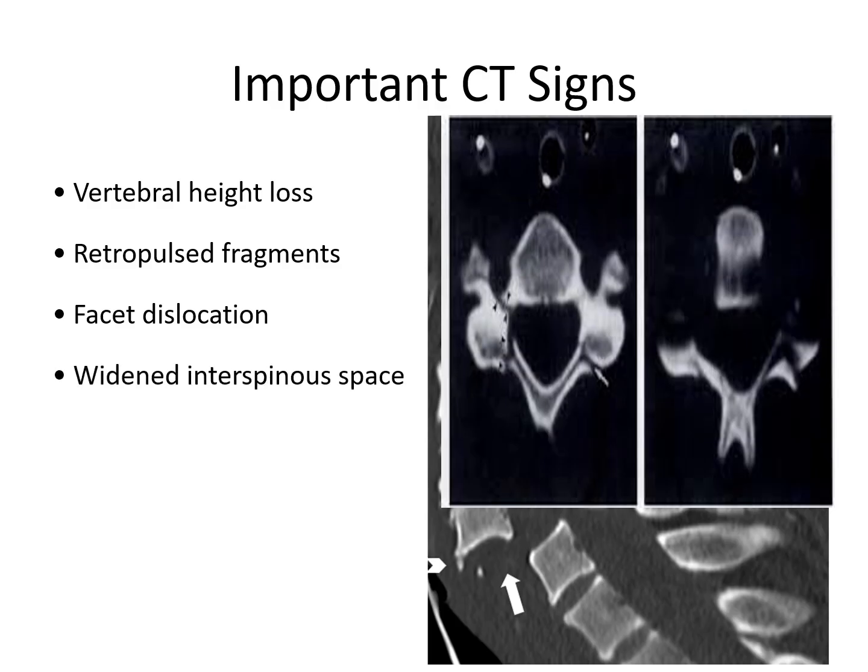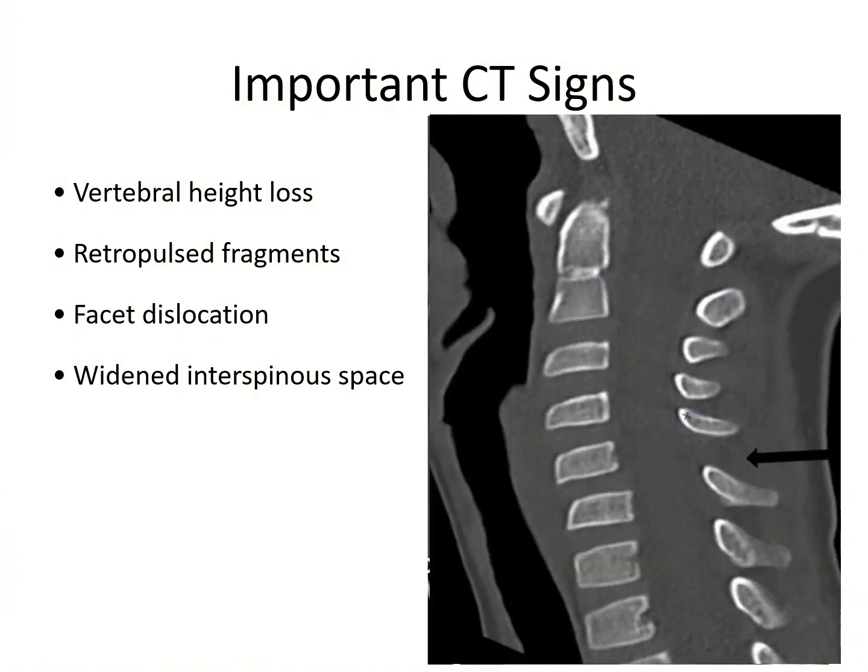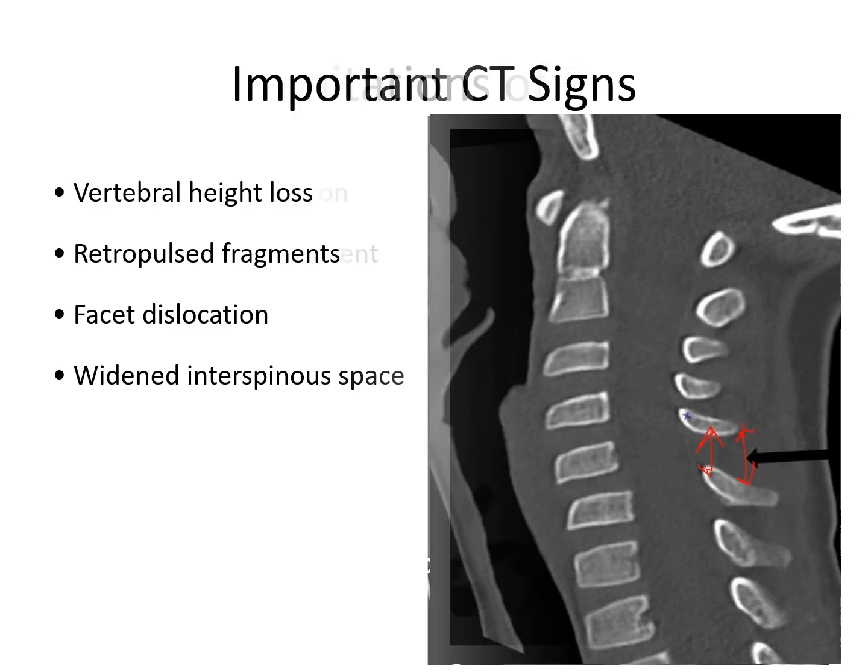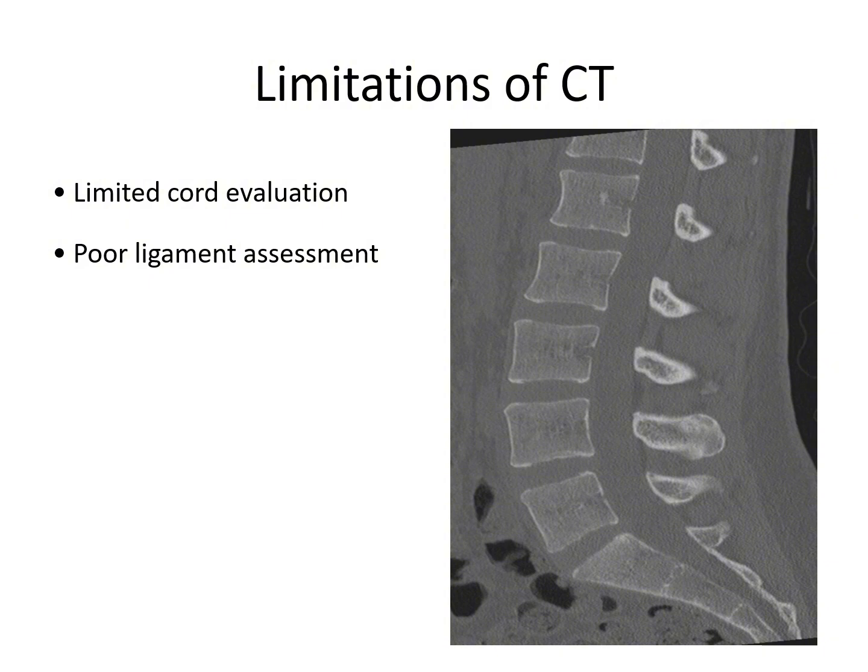Now widened interspinous space. The black arrow denotes the widened interspinous distance. We can compare with the levels above and below. So this is the widened interspinous distance. Limitations of CT. This is also like X-ray. There is limited cord evaluation and poor ligamentous assessment. In this image, the spinal cord is not visualized well, nor are the ligaments. So there is poor assessment of ligament and spinal cord in CT. These are the limitations of CT.